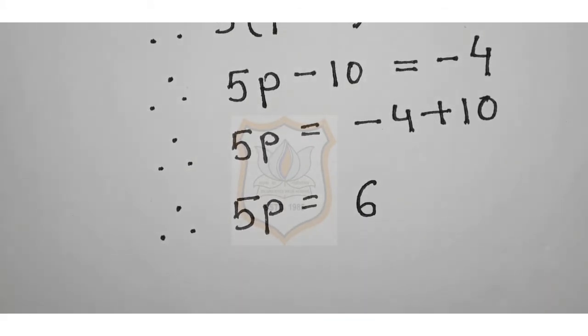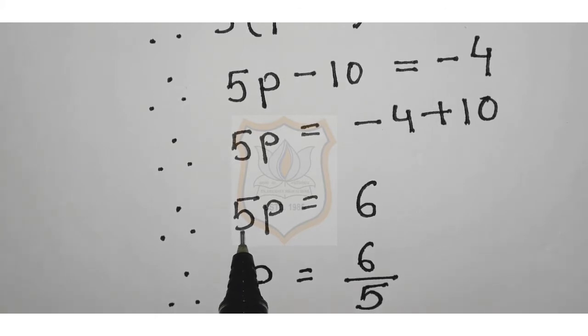Therefore, the value of p is equal to 6 upon 5, because this is in multiplication form, and while transposing it will be changed into division form. So, the value of p is equal to 6 upon 5.